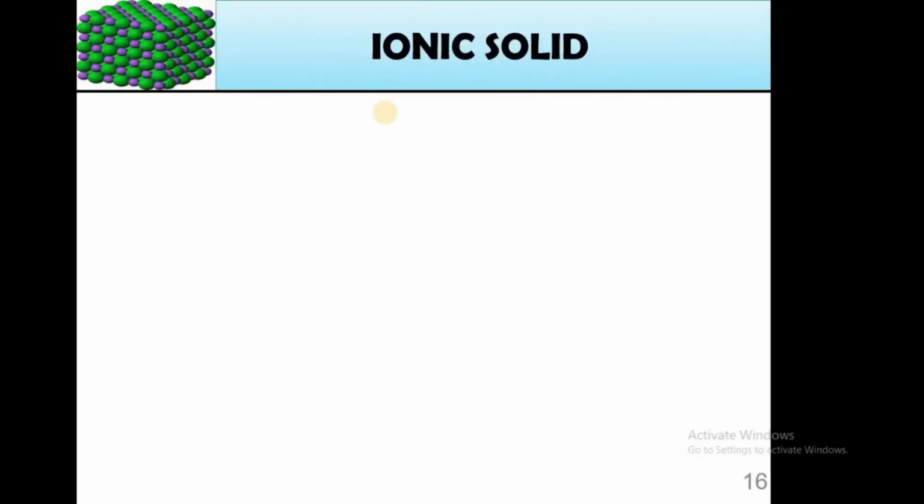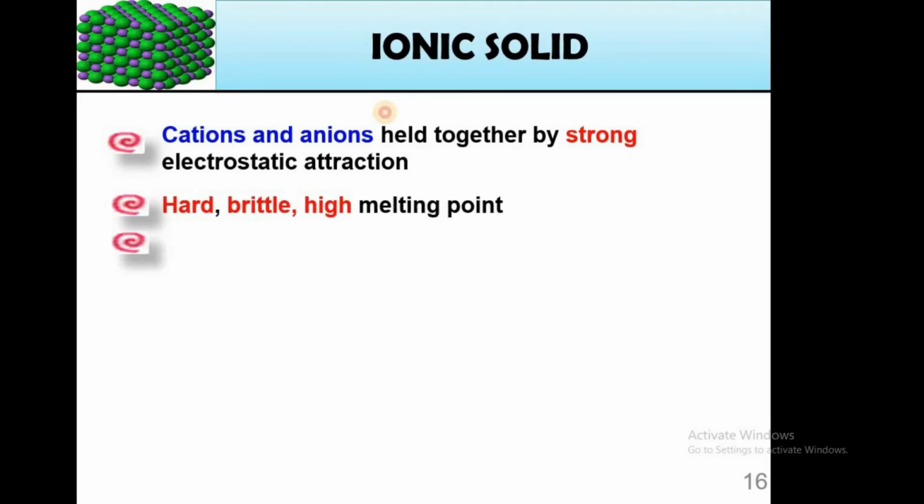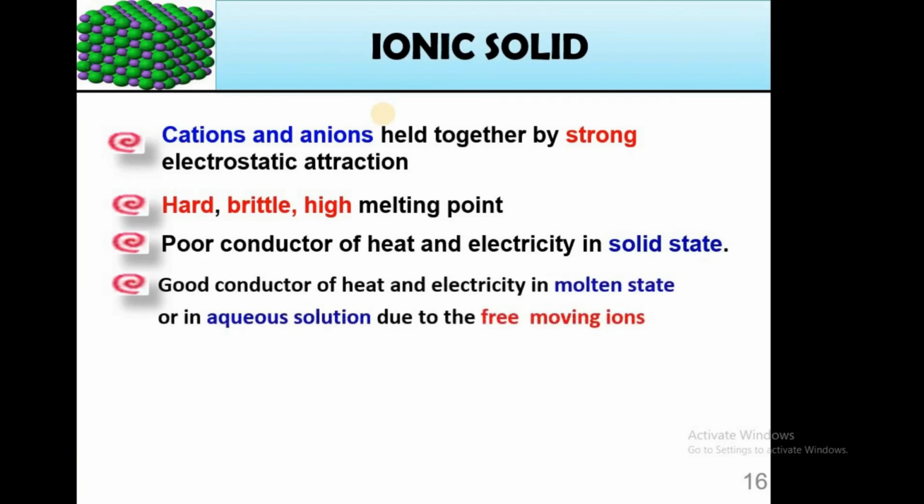Next, ionic solid. Ionic solid is made up of ions, which are cations and anions, held together by a strong electrostatic attraction. They are hard, brittle, and have a high melting point. They are also poor conductors of heat and electricity in a solid state, but they are good conductors in a molten or aqueous state because they have free moving ions. Example of ionic solid is sodium chloride.